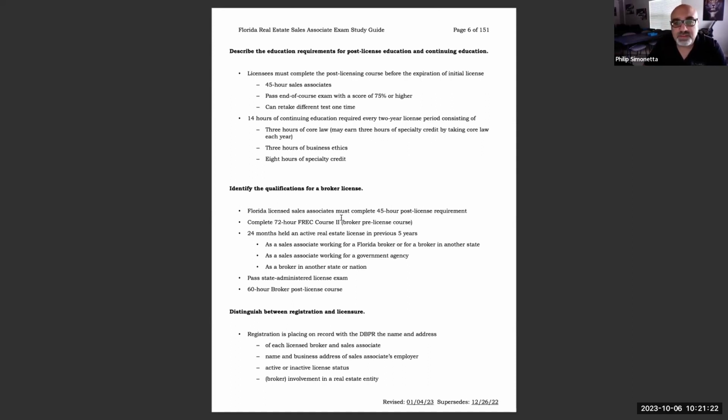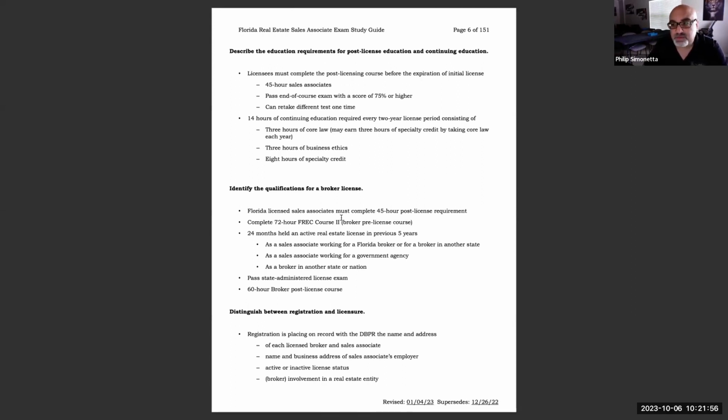Now, let's describe the education requirements for post-license education and continuing education. So licensees who get their sales associate license must complete the post-licensing course before the expiration of their initial license. So they have a 45-hour sales associate course. They must pass the end of the course exam with a 75% or higher, and they can retake different tests one time. So they can fail it and retake it one time, or they have to take it over again.